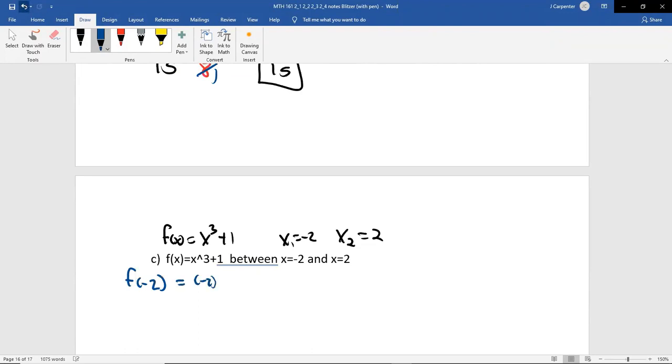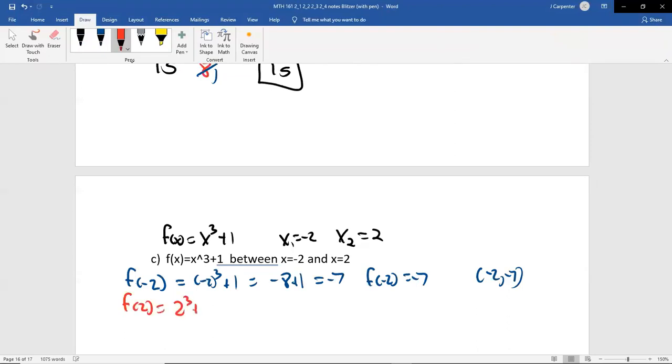So that'll be -2 to the 3rd power plus 1, which is -8 plus 1, which is -7. So that says f of -2 is -7, or the point is -2 comma -7, whichever way you like it. Then we do f of +2, which would be 2 cubed plus 1, which is 8 plus 1, which is 9. So that says f of +2 is equal to 9, or as a point, that's 2 comma 9, whichever way you like it.